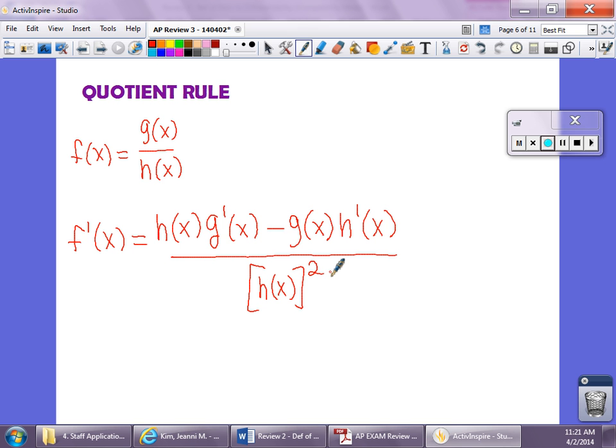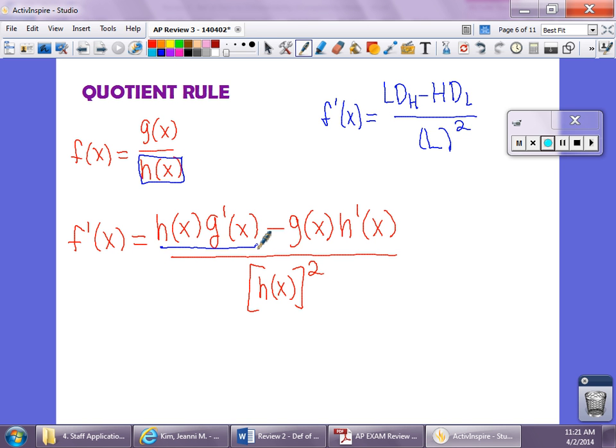And I'm completely fine with you remembering it as low d of high minus high d of low all over low squared. That way you remember the order. Order does matter because there's a minus. So you have to start with this guy. You can either start with g prime or you can start with h of x, but you cannot start with the second term g of x, h prime of x. The minus sign means that you have to do this term first. It has to be the positive term.